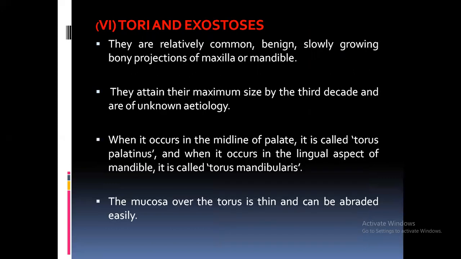And next, bony abnormalities, tori and exostosis. These are relatively common benign conditions, slowly growing bony projections of the maxilla or mandible. They attain their maximum size by the third decade of life, and the etiology is unknown. If it occurs on the midline of the palate, it is called torus palatinus. If it occurs on the lingual aspect of the mandible, it is called torus mandibularis. The mucosa over the torus is thin and can be abraded easily.